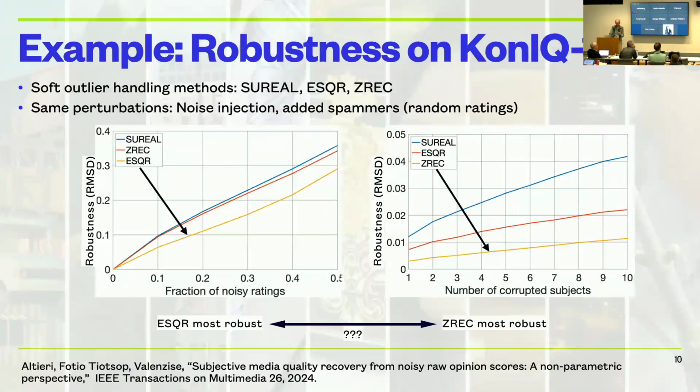Next example is robustness on the KonIQ-10k data set. Here in this paper, Serial was compared with ESQR and ZREC. The same perturbations were used, noise injection on the left and added spammers on the right. Robustness is measured by RMSD here, so the lower curve is the better one. Here ESQR was the best one, and here ZREC was the best one. So again, we have an inconclusive result. We don't know which one is really more robust in general.